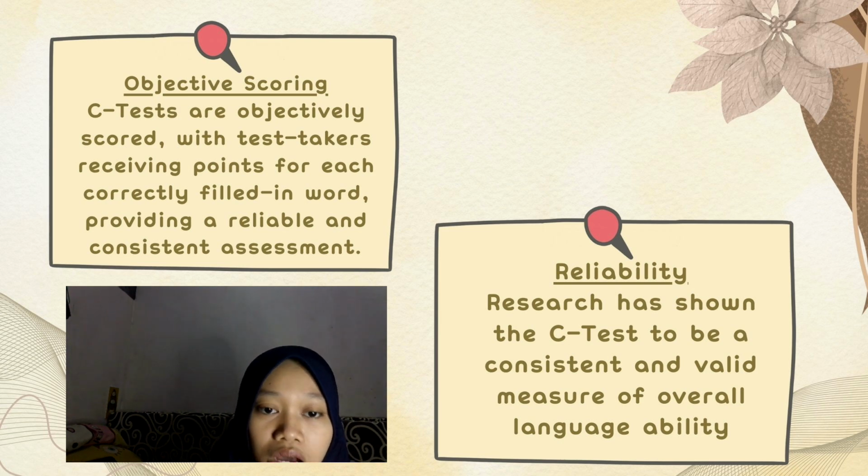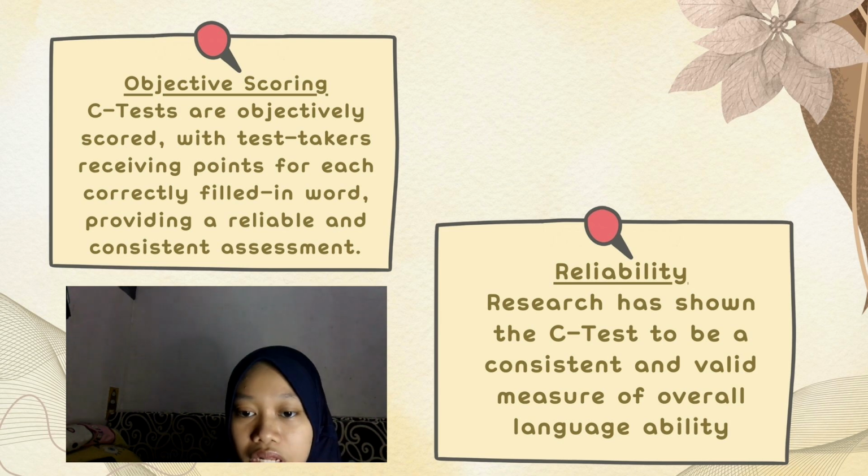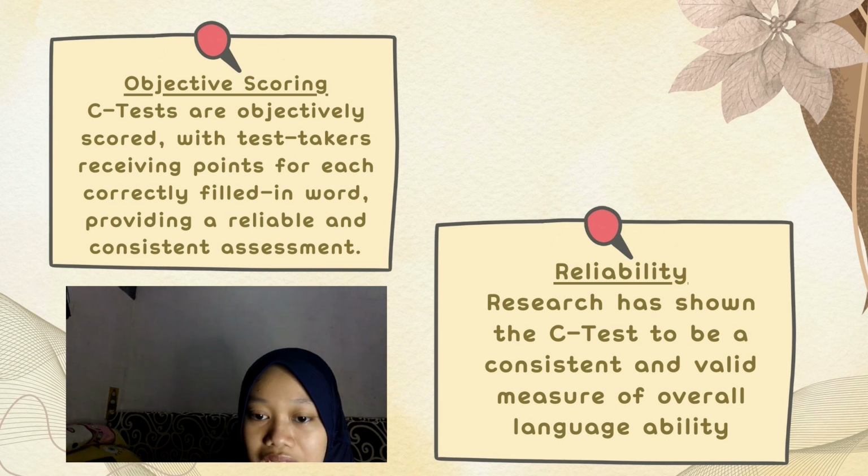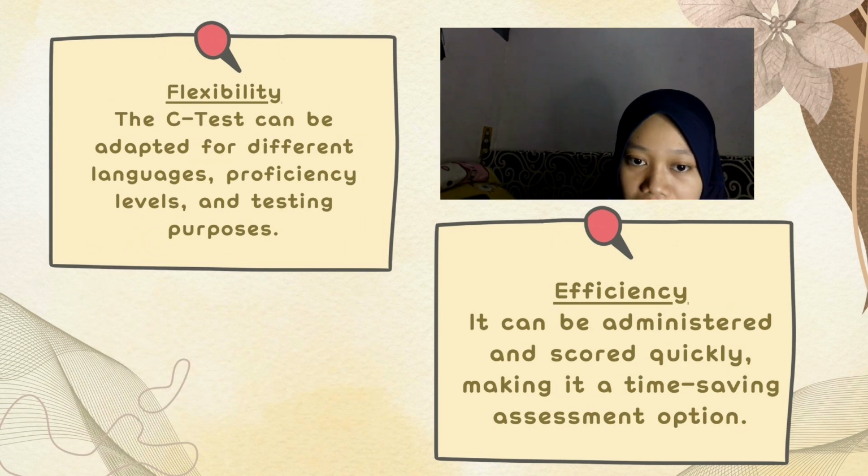In this slide, this is the justification from the C-test and from the other test, the comparing. For the objective scoring, C-tests are objectively scored, with test takers receiving points for each correctly filled in word, providing a reliable and consistent assessment. Reliability research has shown the C-test to be a consistent and valid measure of overall language ability. This is flexibility. The C-test can be adapted for different languages, proficiency levels, and testing purposes.